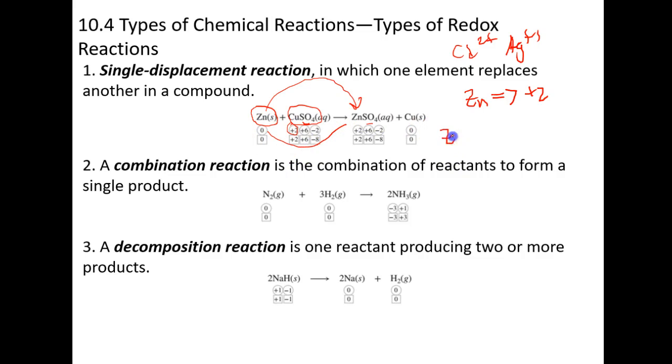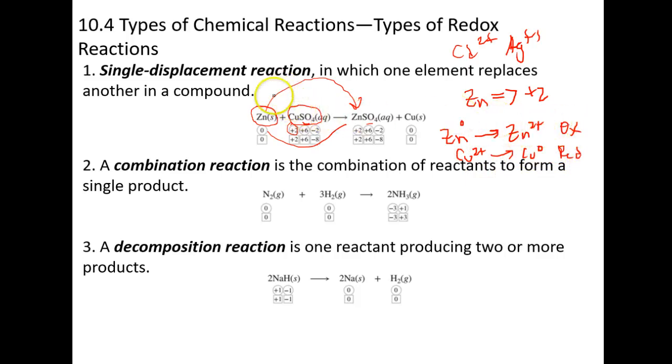This is what's called a half reaction. Zinc to 2 plus. This is called a half reaction because it's only half of the reaction. So my zinc is losing electrons, so it's being oxidized. My copper, which is starting out as a 2 plus, is going to copper 0. That's gaining electrons, so that's being reduced. This is reduced, this is oxidized.